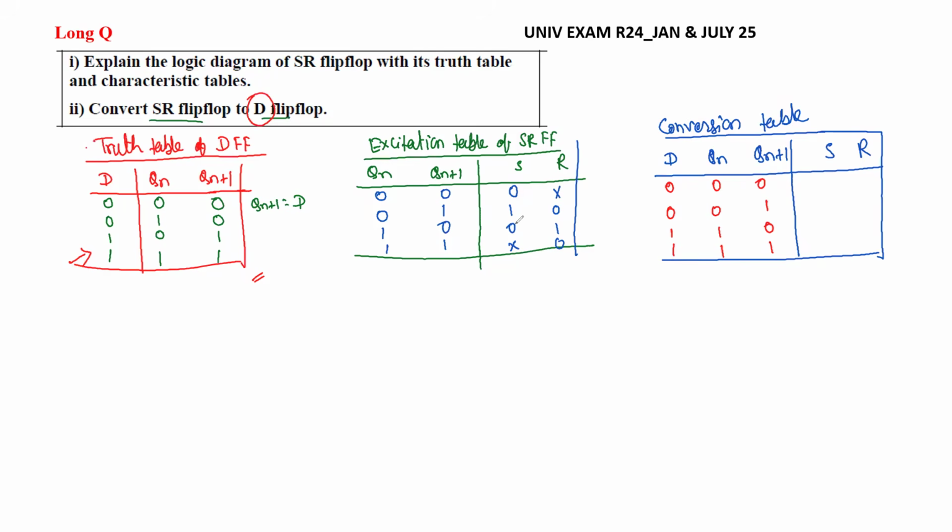Now we are going to use this excitation table. You see that when Qn plus 1 is 0, 0, we look at Qn plus 1. What is the value of S? S is 0, and R is don't care. Again, if you see the Qn plus 1 value here, 0, 1, then for 0, 1, what is the S value? S value is 1. And 1, 0, where is the 1, 0? 1, 0 is here.